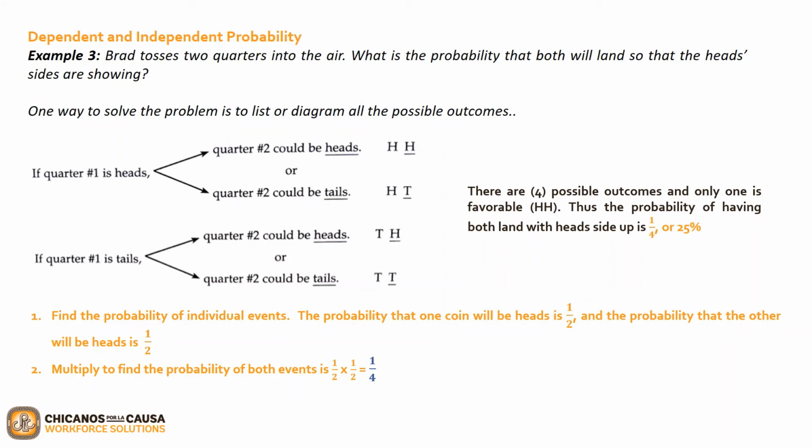So let's kind of take it back. We have 4 possible outcomes and only one is favorable, which is HH. You can see that at the very top of our diagram. Therefore, again, the probability of having both land with heads up is 1/4, or 25% of those tosses.